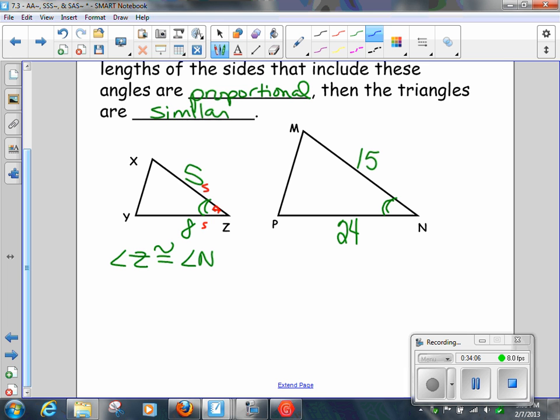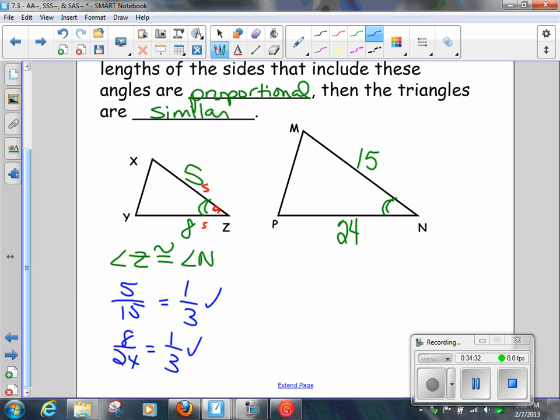All right, so give me a ratio. 5/15, which reduces to what? 1/3. Okay? What else do we have to check? We've got to check 8/24. What's that reduced to? 1/3. Are my sides proportional? Yes, they both match.